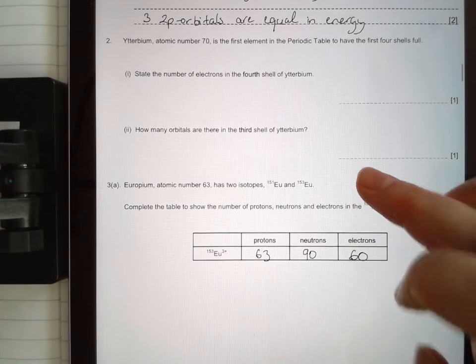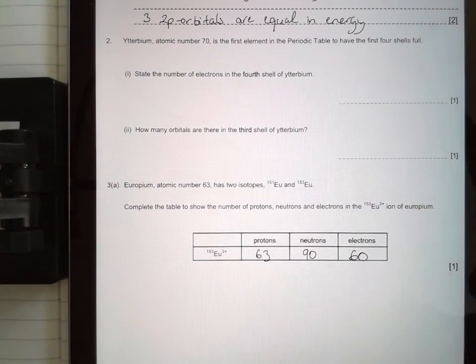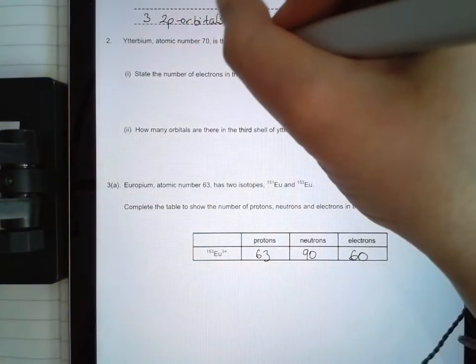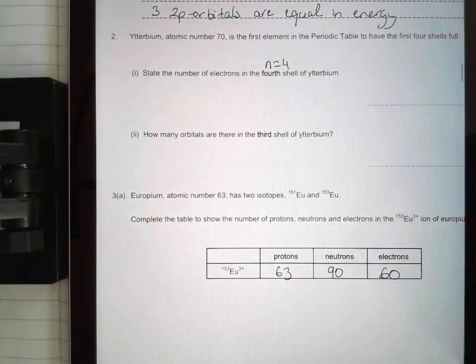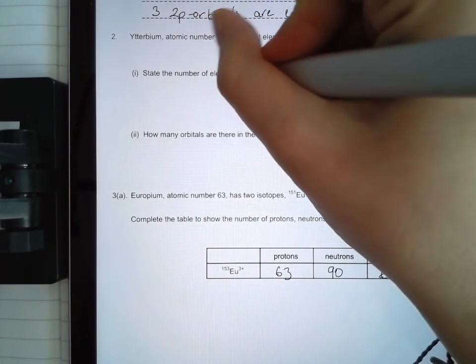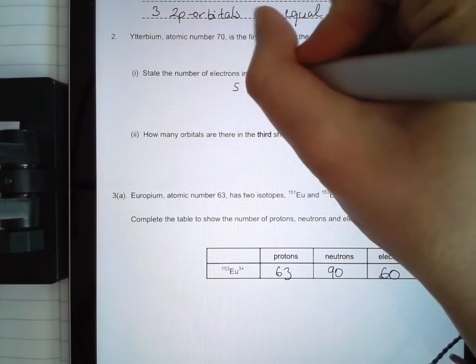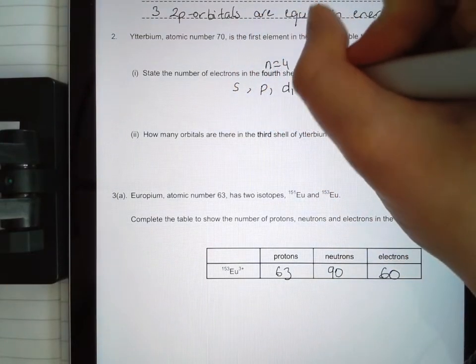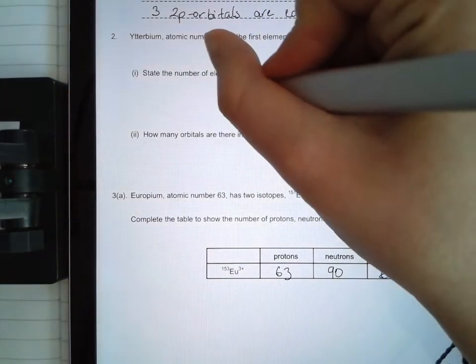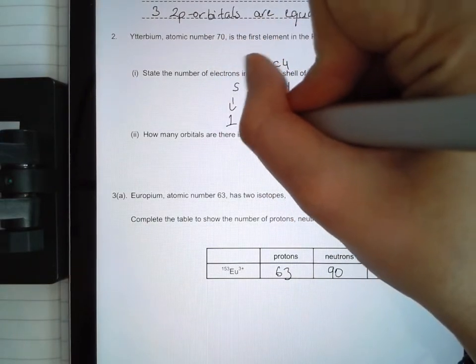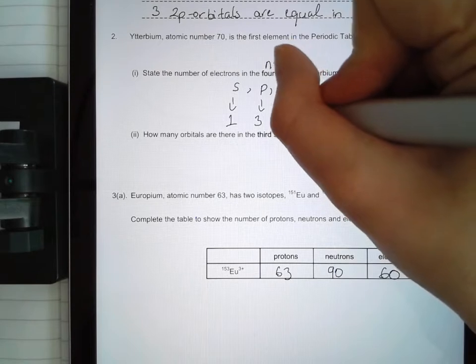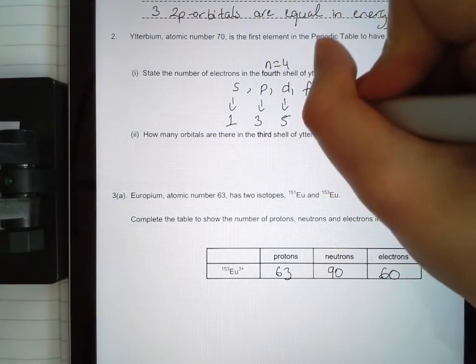The next one, according to the mark scheme, this was really badly answered, okay? So it's really important that you know how to answer these questions. State the number of electrons in the fourth shell, okay? So if it's the fourth shell, then I know it's n equals 4. And that means that there are going to be 4 different subshells. You're going to have S, you're going to have P, you're going to have D, and you're going to have F. Every time you've got S, you've only got 1 orbital. P, you've always got 3 p orbitals. D, you've always got 5 Ds. And F, you've got 7 Fs.